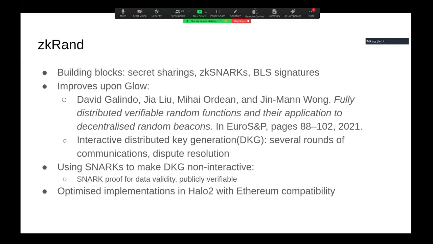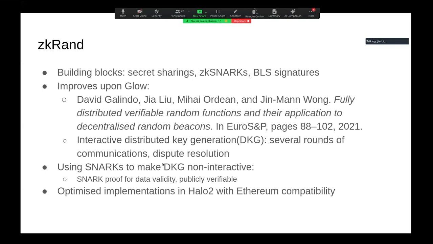Our zkRand protocol is constructed using building blocks, including secret sharing, zk-SNARKs, and BLS signatures. The idea is very simple. It's an improvement based on one of our previous constructions for the distributed verifiable random function called GLOW. In the previous construction, we used interactive distributed key generation as the key setup. It involves several rounds of communication, so this is difficult to implement in practice. It needs synchronization among the n participants. Also, when things go wrong, when some data is invalid, it needs to settle the dispute.